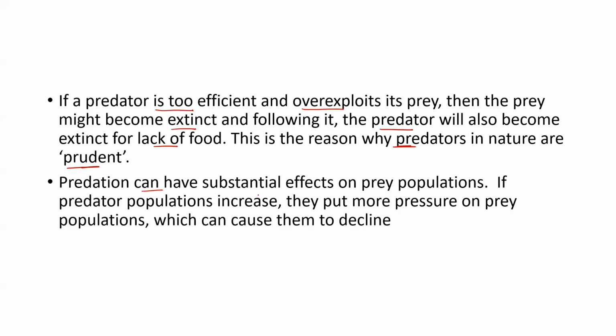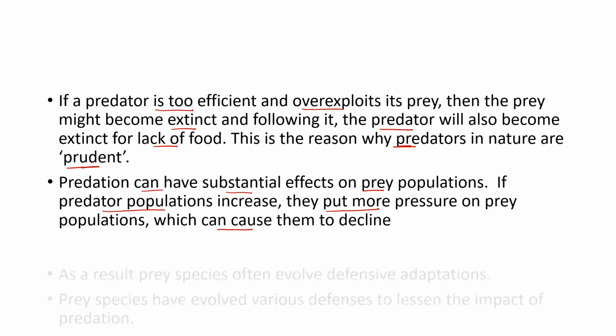So predation has a substantial effect on prey population. If predator population increases, they will put more pressure on prey population and prey will decrease. And prey decreasing will result in the decrease of the predator. So this is the way they are keeping a balance. No one is allowing anyone to go for overpopulation, because if predator is increasing, prey will get decreased. If prey is getting decreased, predator will decrease. This is the way they are keeping each other's population under control.